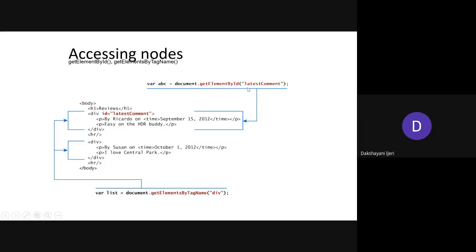Which element do you want to access? The element with the specific id. So to this method you need to pass the parameter, which id you want to access. Suppose in your entire HTML you have a larger number of elements with different id values, in that case you have to specify the value of the id which you want to access. In this case we have only one, the latest comment that we have taken here. So that means this abc is going to point to this entire division element along with its children.